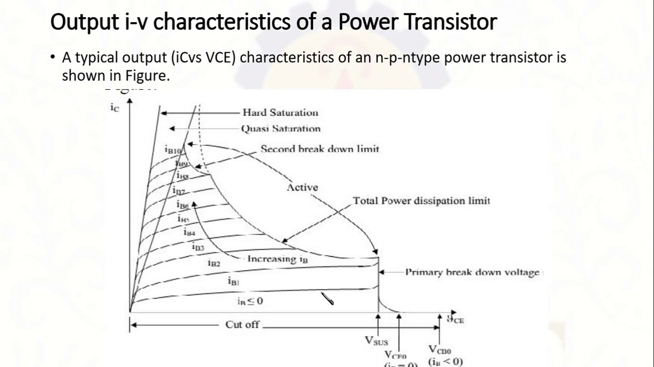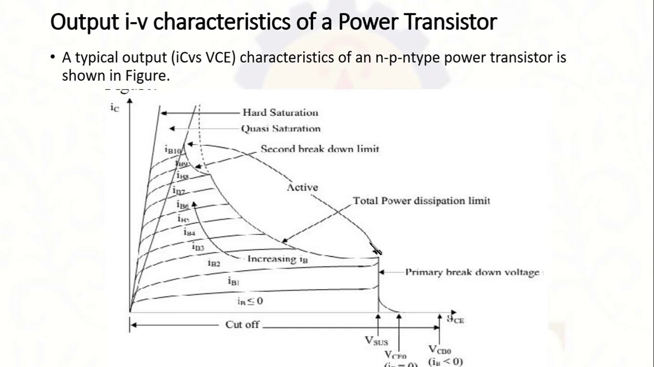We can see in the figure that when the base current or the input current is above 0, with different values IB1, IB2, the collector current also increases until a particular value, and then it drops or falls rapidly. Typically, the DC current gain of a power transistor is much smaller compared to a signal level transistor. That is, the beta values of power transistors are very low compared to the beta values of signal transistors.